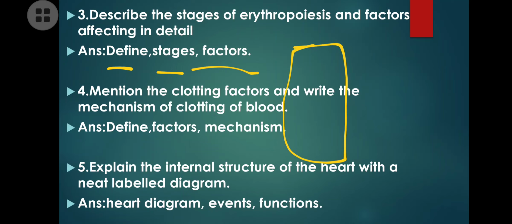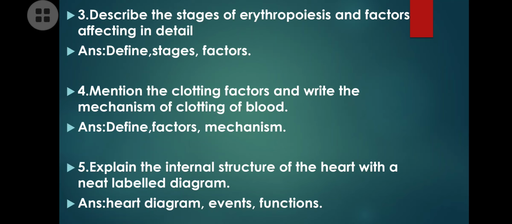Then mention the clotting factors and write the mechanism of clotting of blood. Here first you have to define clotting of blood, and define clotting factors. Then you go for the factors. At last you go for the mechanism of clotting of blood, how actually it happens and which types of clotting factors help here. All these you have to write.